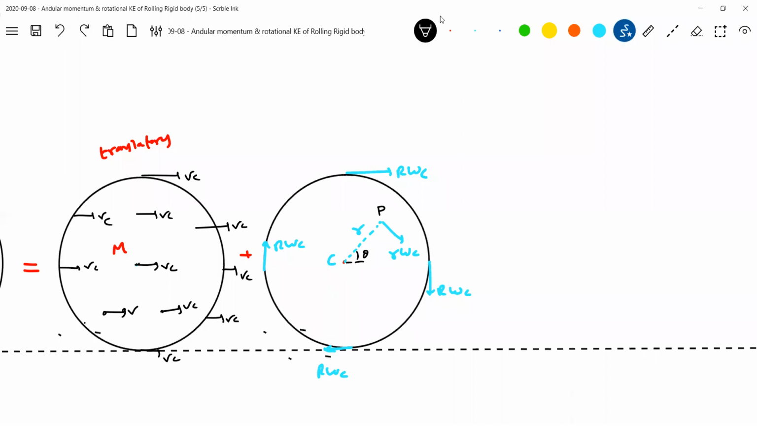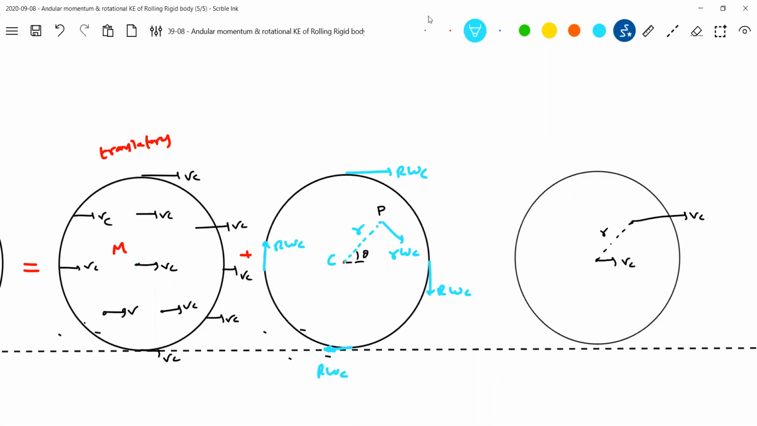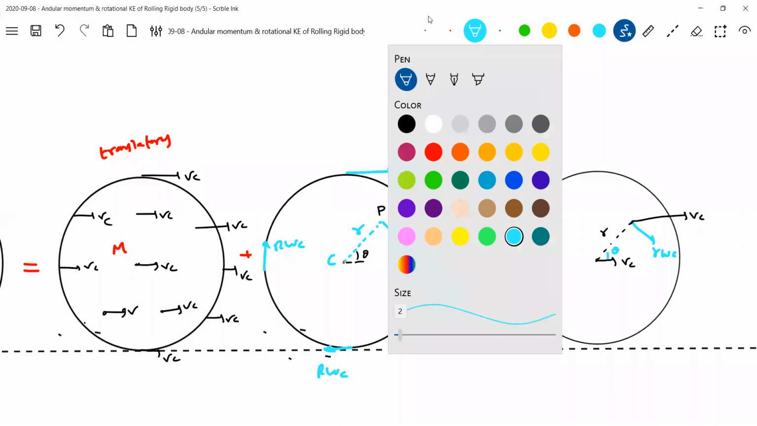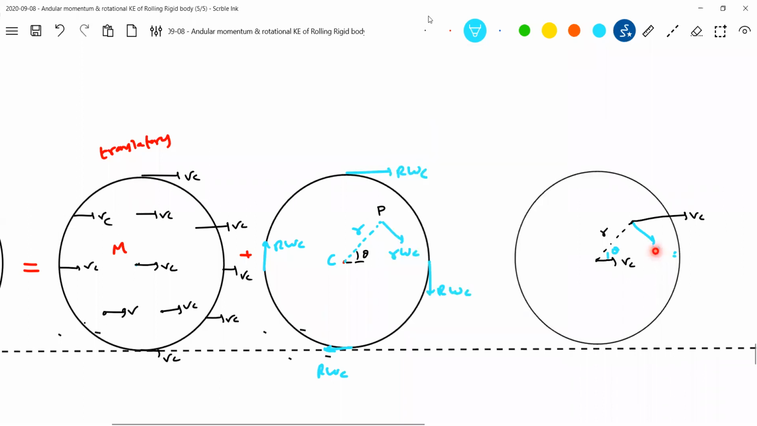let me draw the diagram. Velocity of center of mass, Vc. Then what is the velocity of this point? This is what is needed for us. What all velocity will it have? Vc and R omega c. This is theta. This is the velocity of point P.